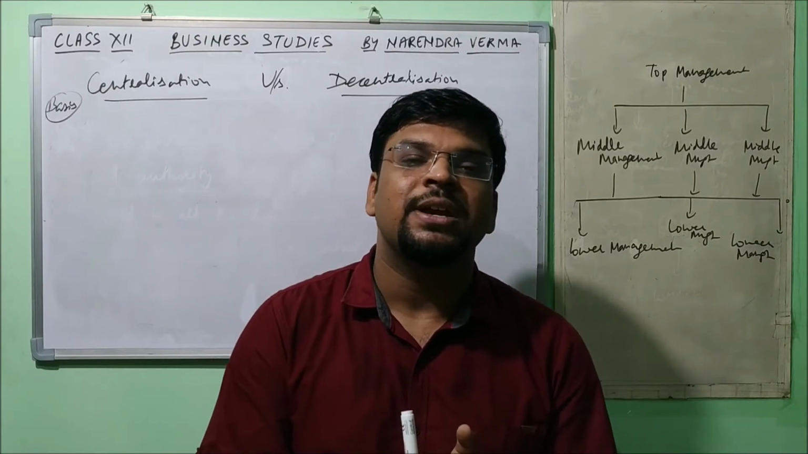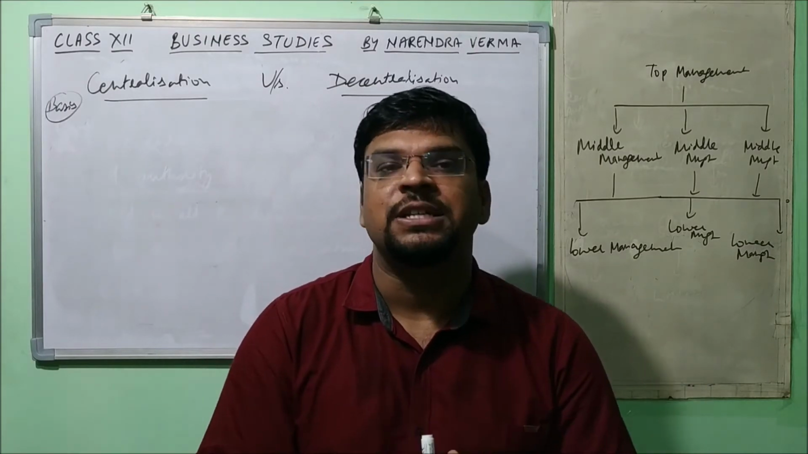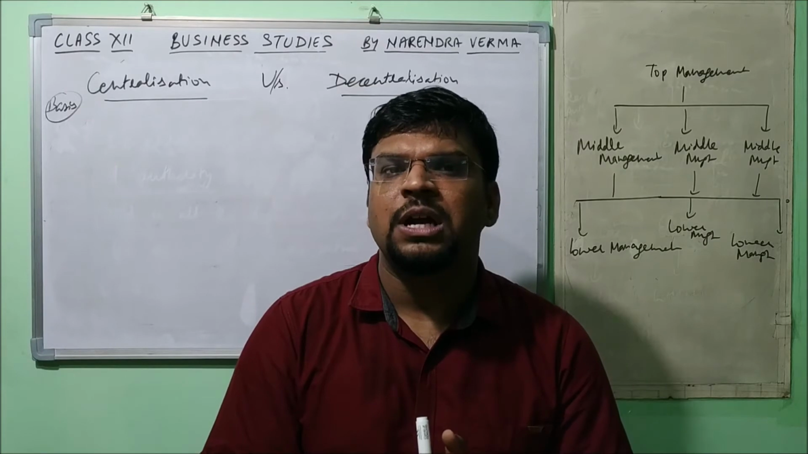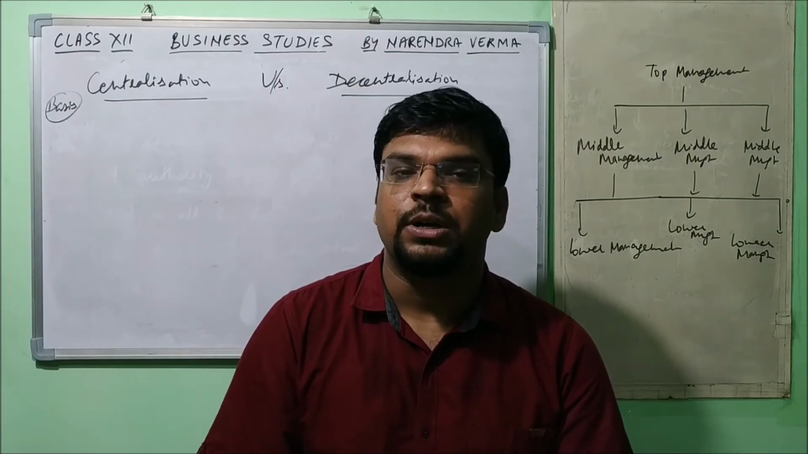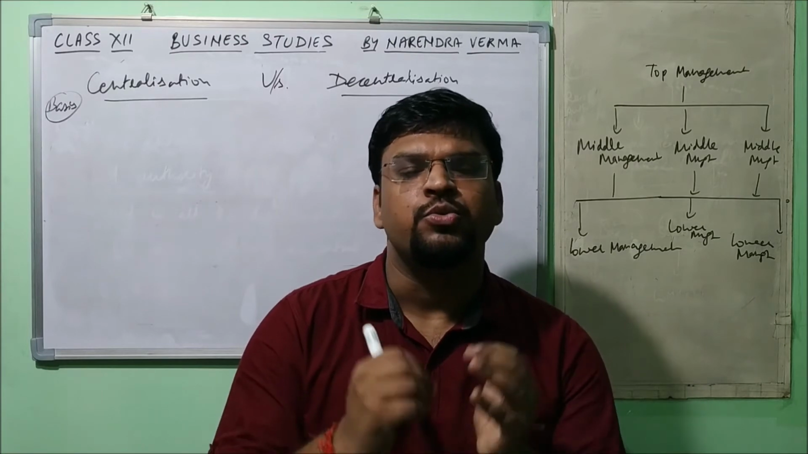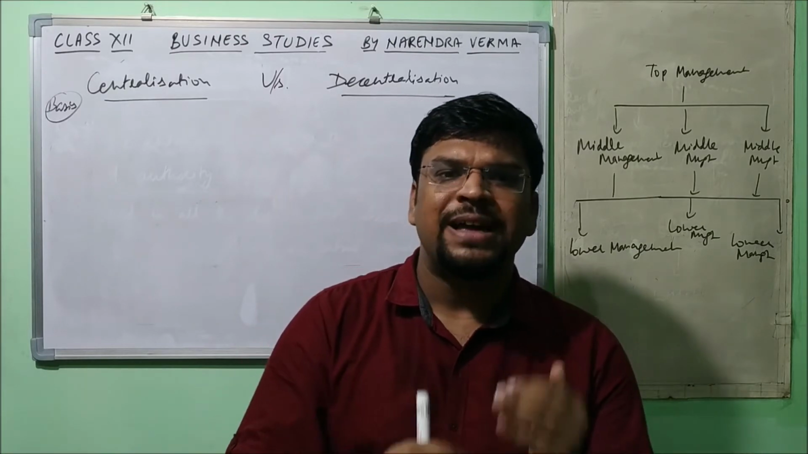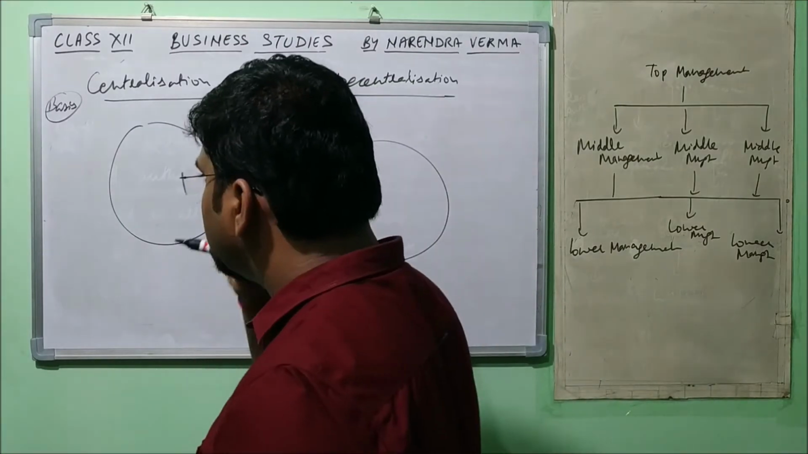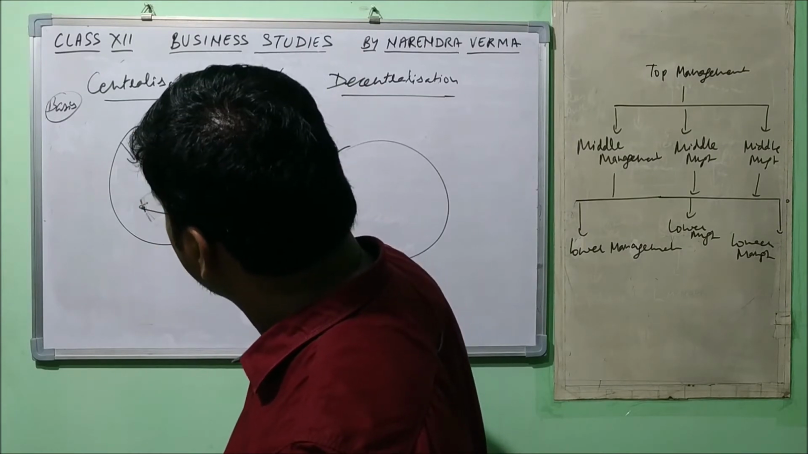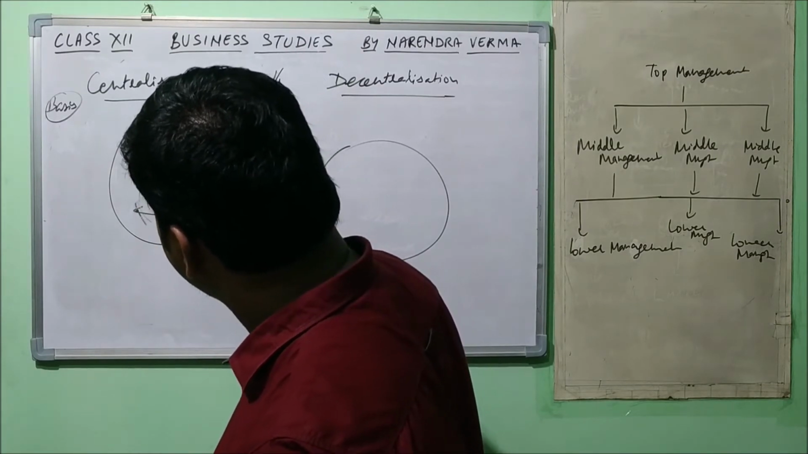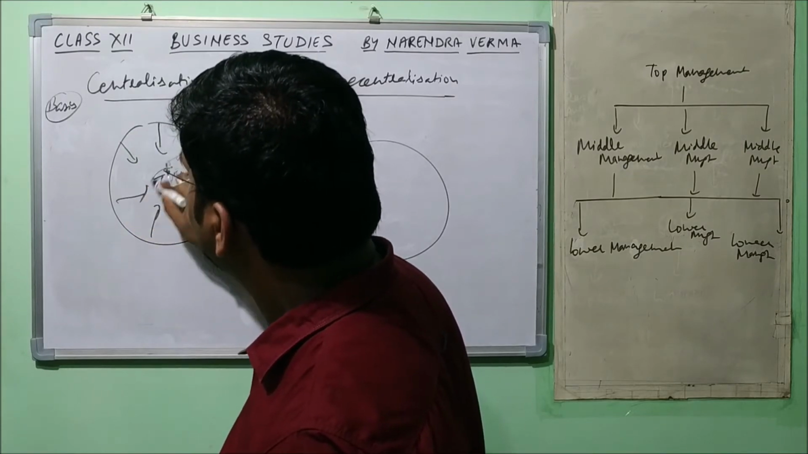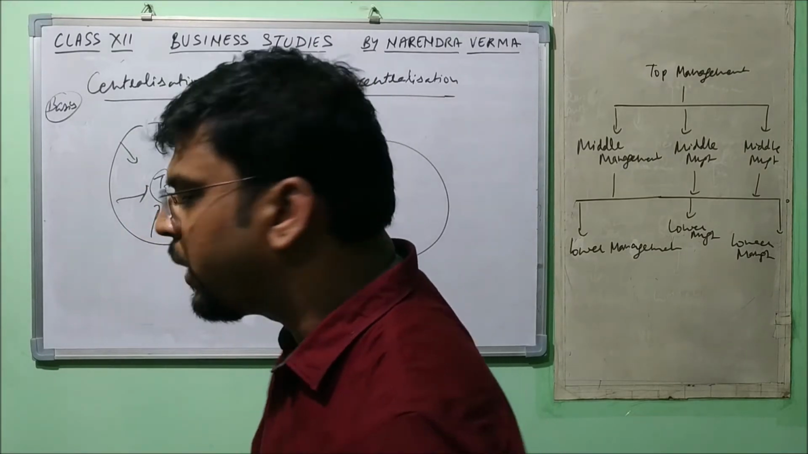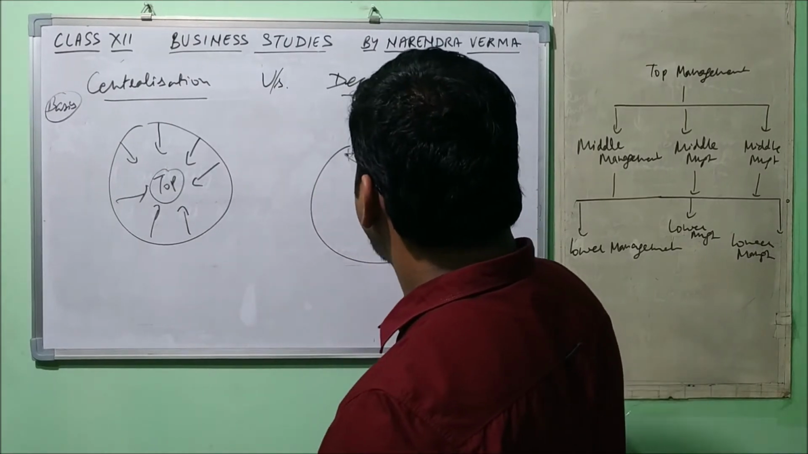The decision making power is distributed at various levels, meaning all the powers are not given, but a few powers which are necessary at that particular level are distributed. If you imagine a circle, centralization hints towards this: everything is being centered, and who is there at the center? Top level management.